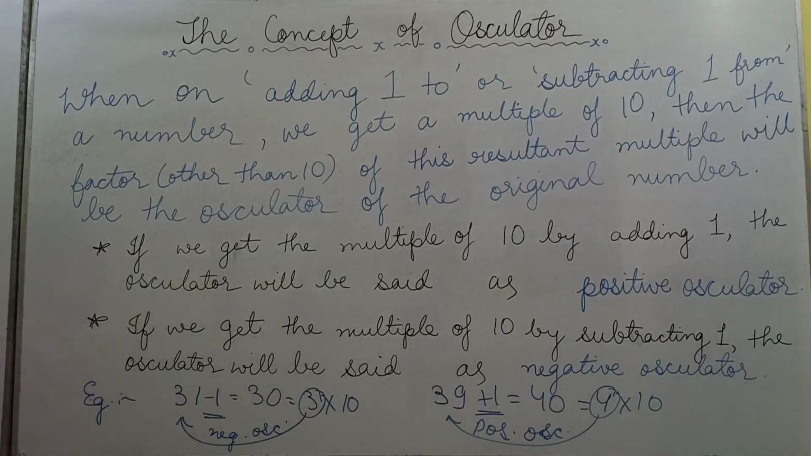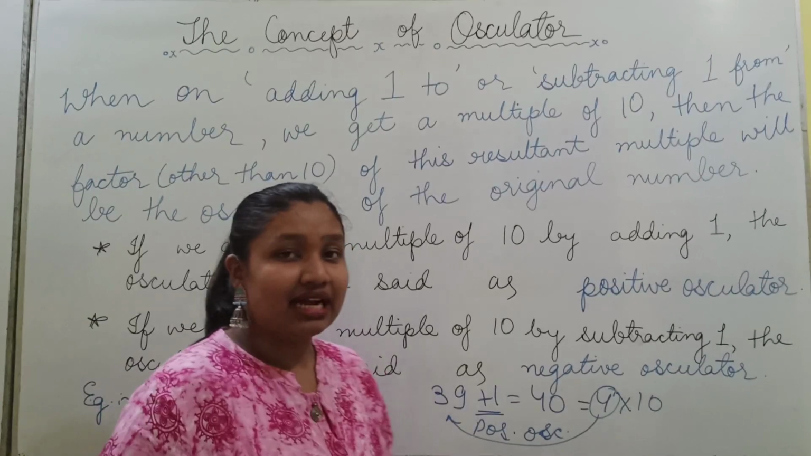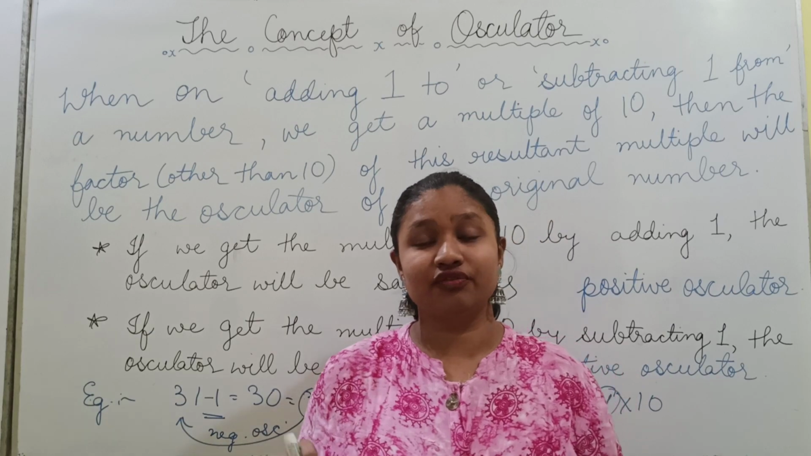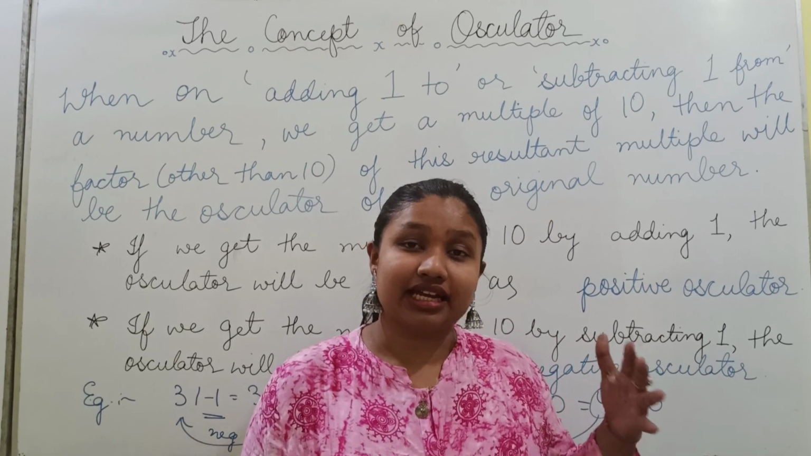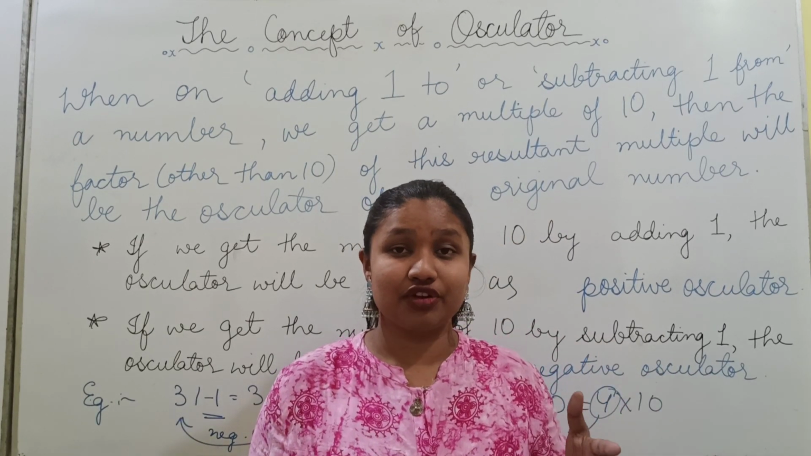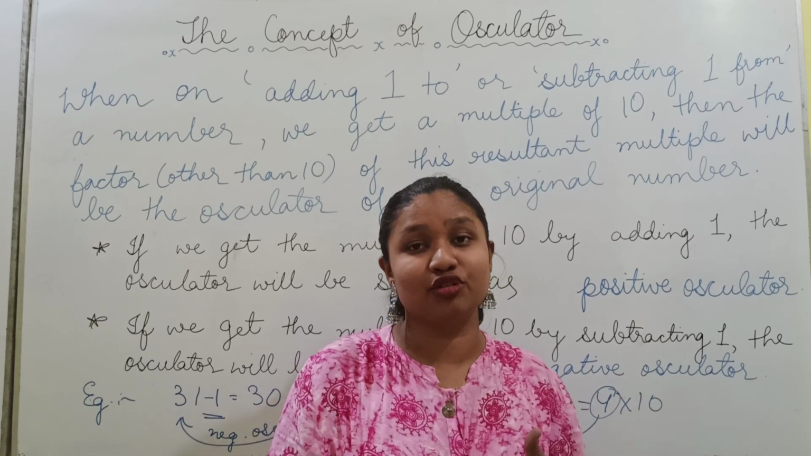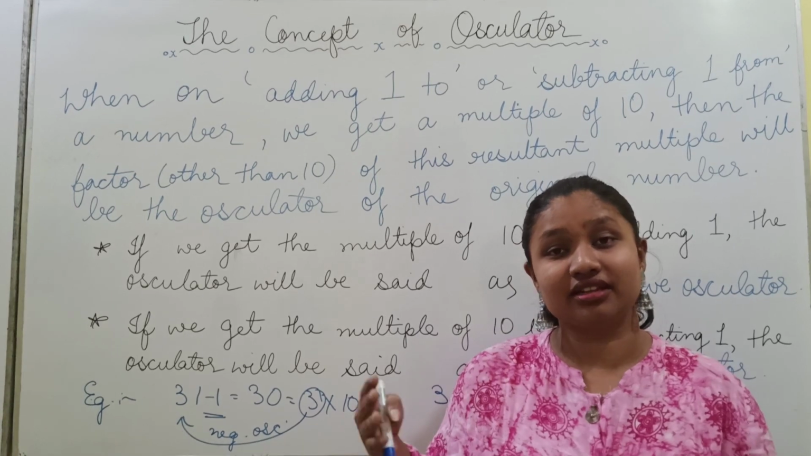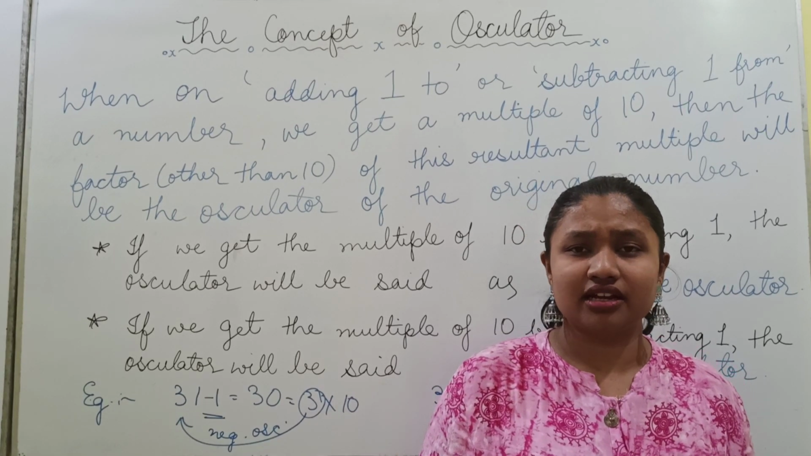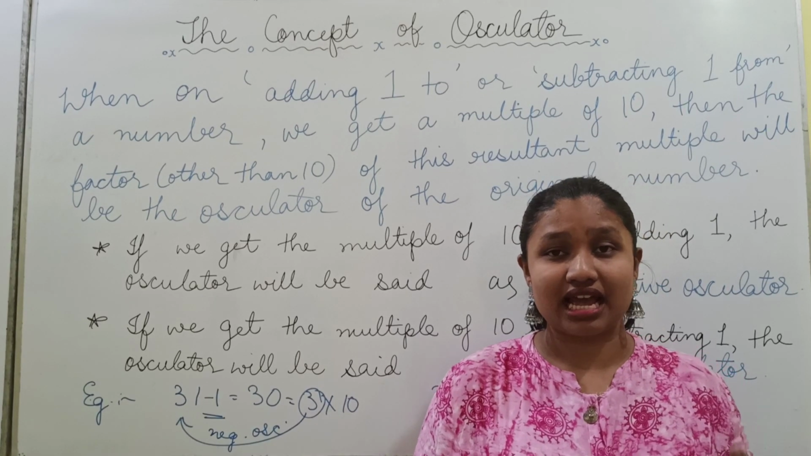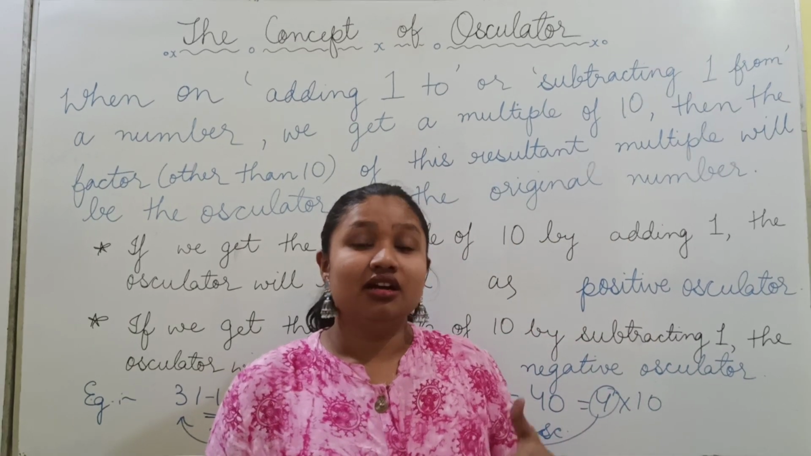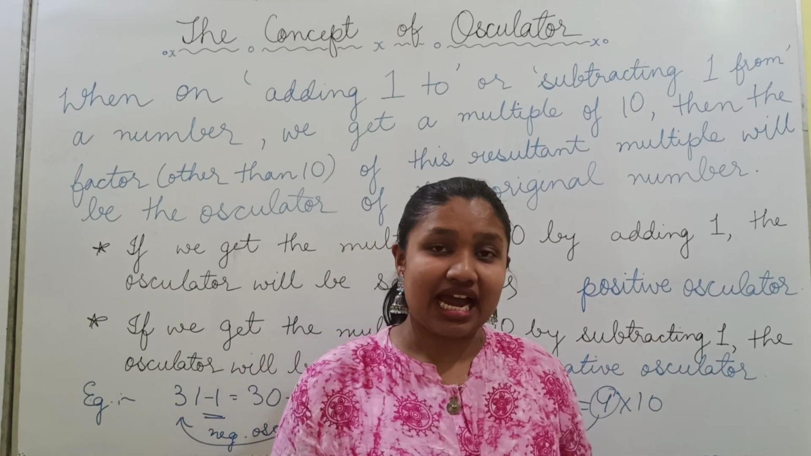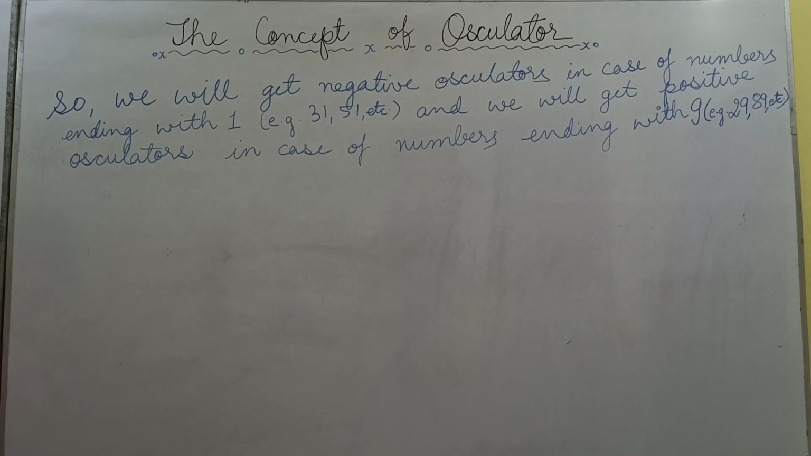So in other words, we could say that numbers ending with 1 will have negative osculators, as we subtract 1 from them to get a multiple of 10, and numbers ending with 9 will have positive osculators, as we get a multiple of 10 by adding 1 to them.